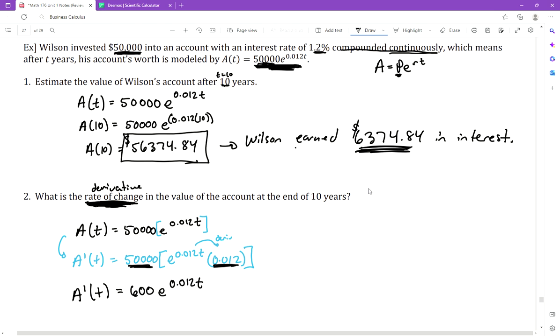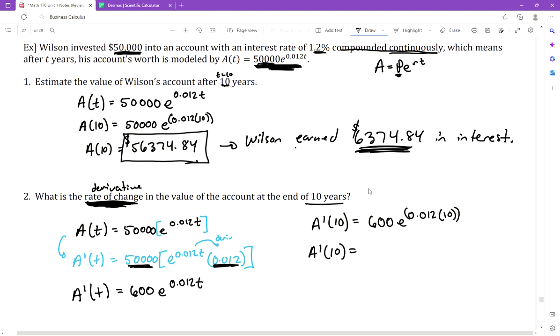Now let's read the rest of the problem. It says, what is the rate of change in the value of the account at the end of 10 years? Now they want us to use the 10 and plug it into our derivative. So we'll do A prime of 10, which is 600 times e to the 0.012 times 10. Like before, if we're doing it in one step, use those parentheses, and back to the calculator.